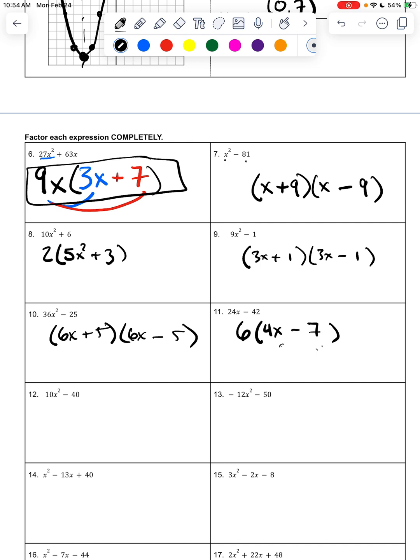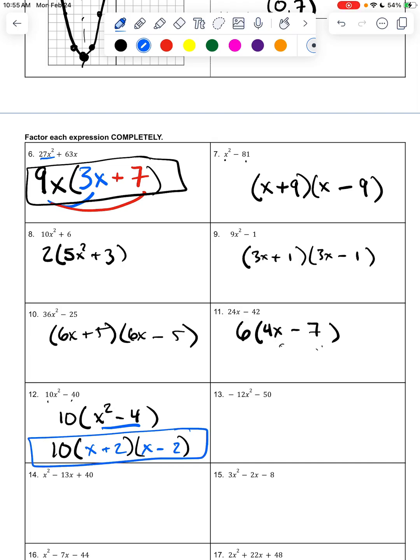Number 12, binomial, look for a GCF. Right now, it's not a difference of squares. So the question is, can we factor this at all? Both of these are divisible by 10. Let's do it. 10, what's left behind is 1x squared minus 4, and oh my goodness, this right here is a difference of squares. So to finish factoring, I'm going to keep that 10 out there. I'm going to factor that x squared minus 4 as well. X and x, 2 and 2, plus and minus. This right here is completely factored.